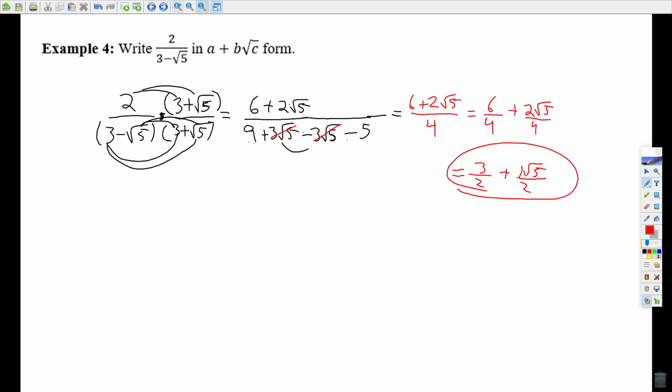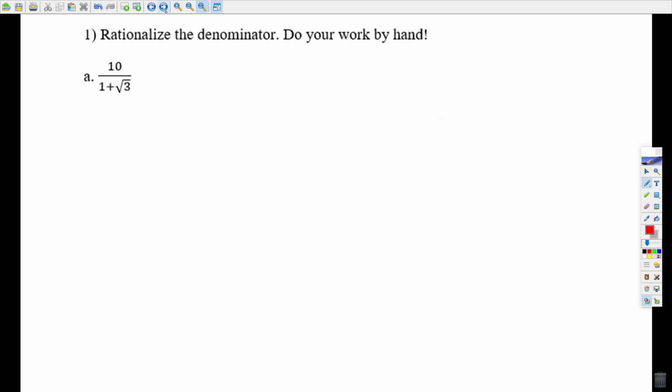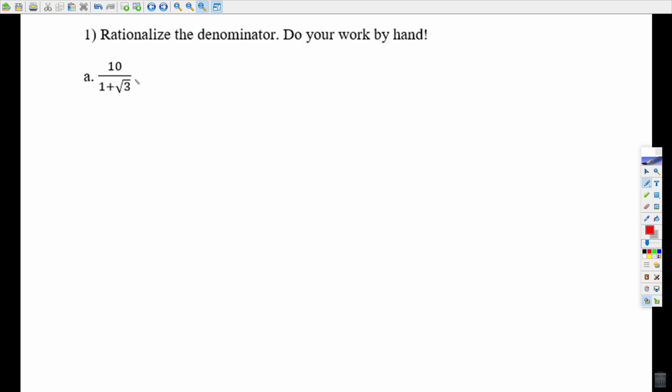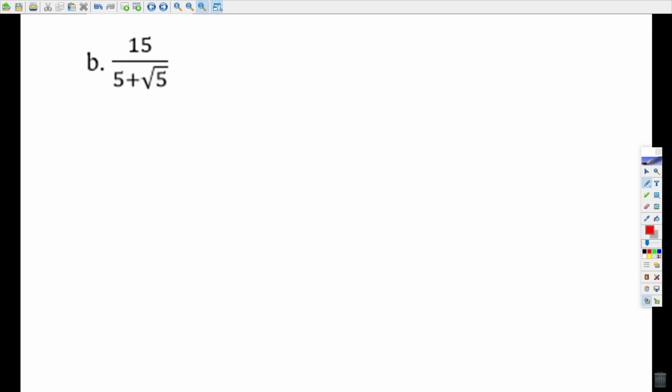And that's pretty much it. I mean, you do a couple of the huddle problems. There's some more to try yourself. Number 1, you're just going to multiply this one by 1 minus square root of 3. This one will have 5 minus square root of 5. Some things will cancel out here.